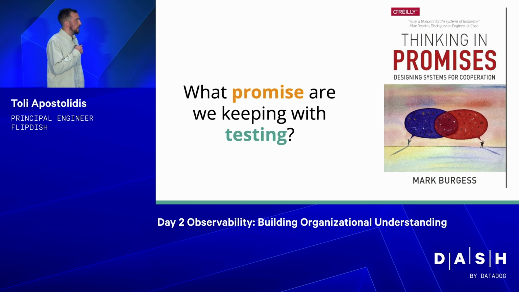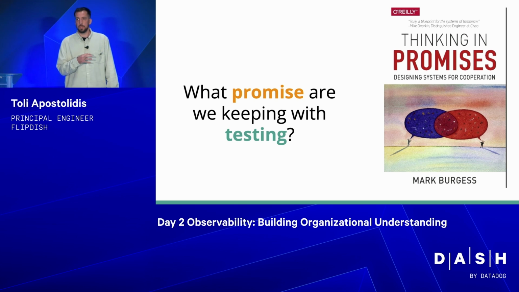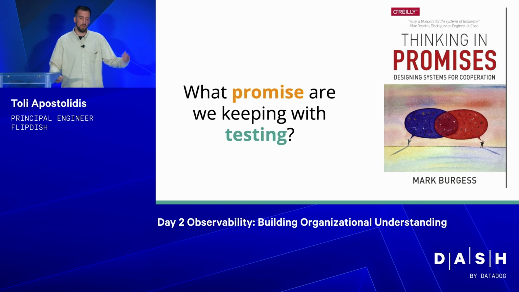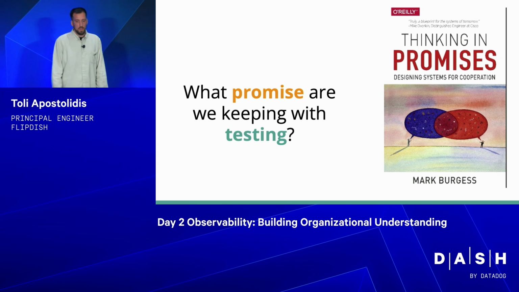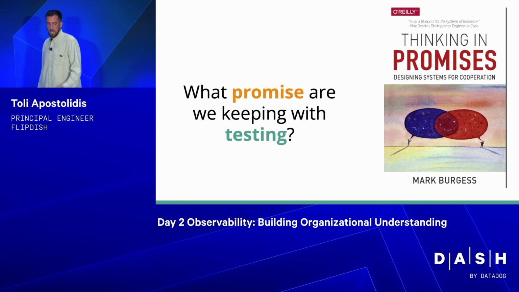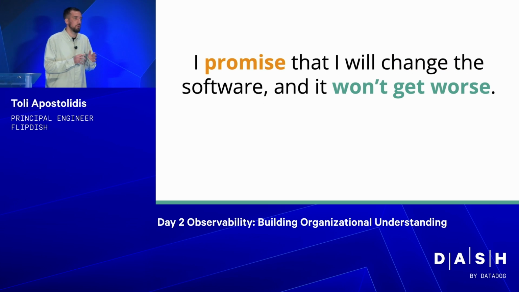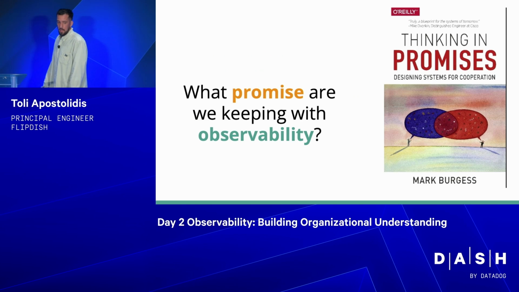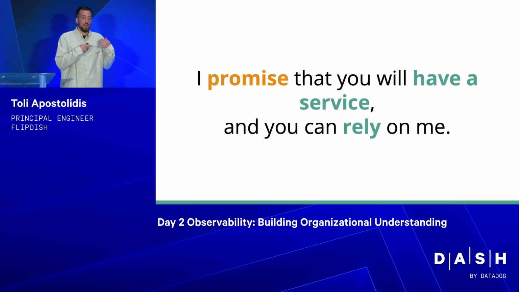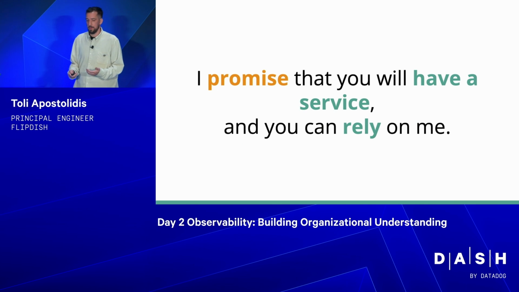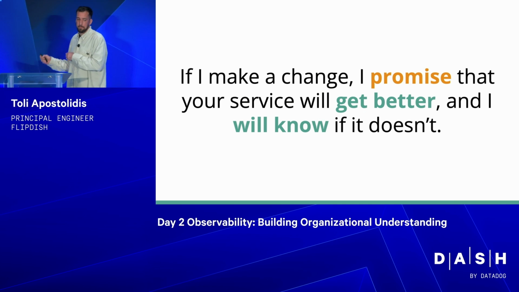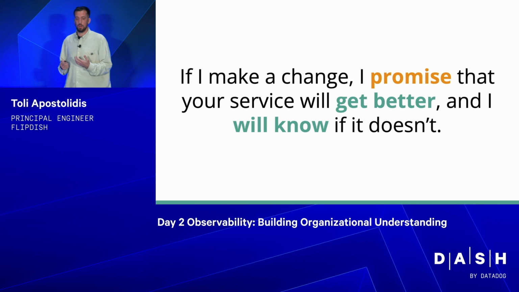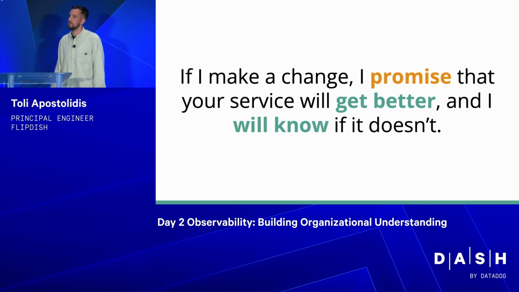Another way of looking at it is there's this really good book called Thinking in Promises, and it's all about how you look at software systems as agents that make promises and how the other agents interpret those promises. So if we ask ourselves, what promise are we keeping with testing? Well, a promise that we will change the software and it won't get worse. If anything, it'll get better. With observability, we're saying that I promise you will have a service and you can rely on me. If I make a change, I promise that your service will get better and I will know if it doesn't. Again, it's probably more akin to reliability here, but observability is the key to knowing whether you have reliable systems.